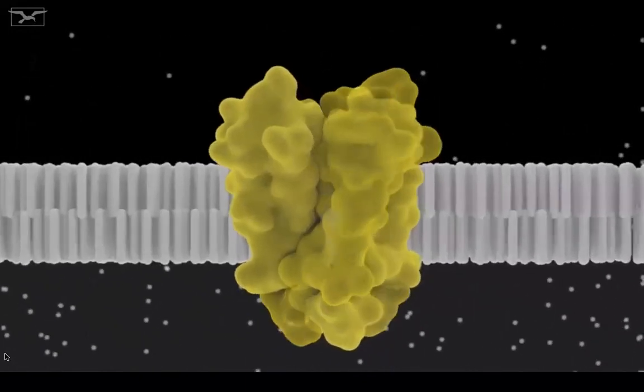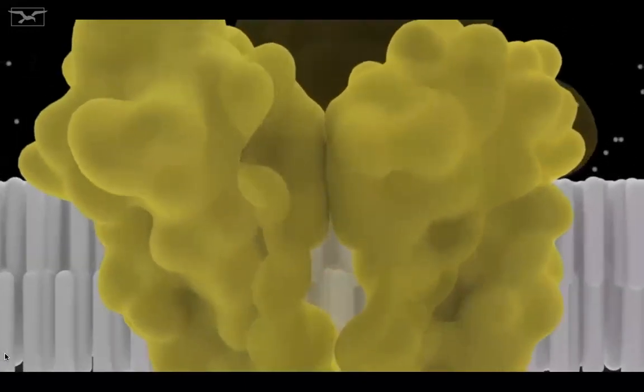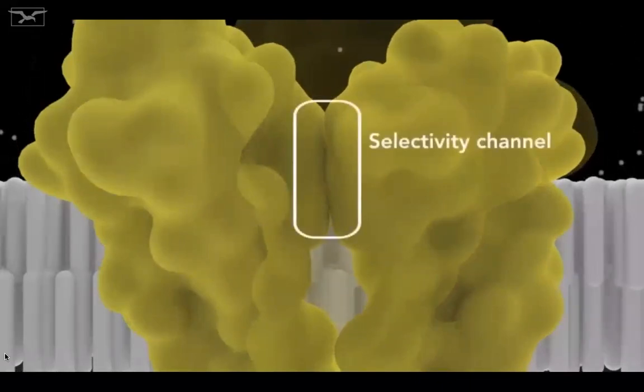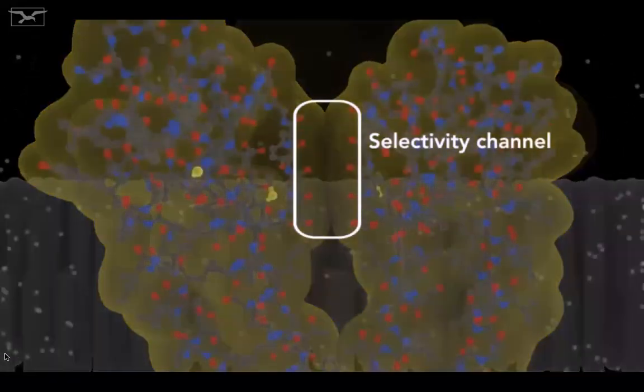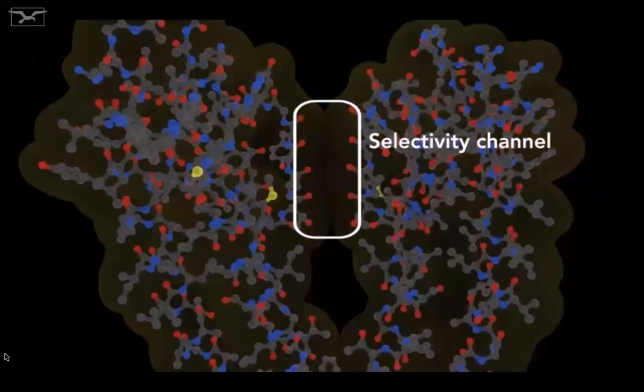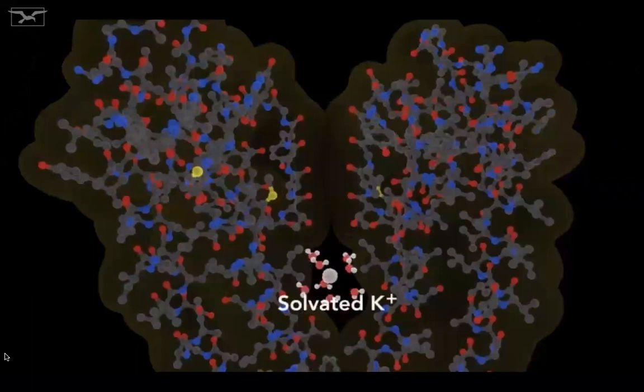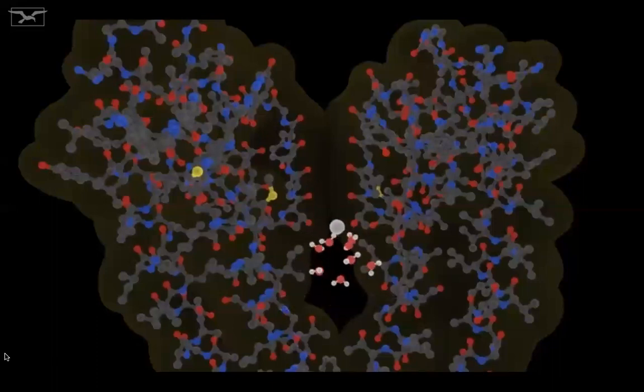Structural analyses of the tetrameric potassium channel show that this selectivity is due to a narrow opening, called the selectivity channel, within the interior of the potassium channel protein complex. Researchers propose that both potassium and sodium ions can initially enter the channel in a solvated state, that is, surrounded by water molecules. The interaction of potassium ions with oxygen atoms on amino acids in the selectivity channel allows them to desolvate, or shed their water molecule associations, and pass through the channel.